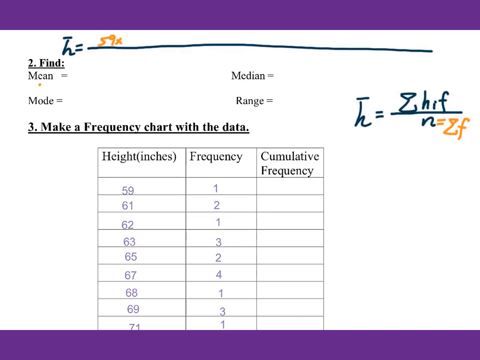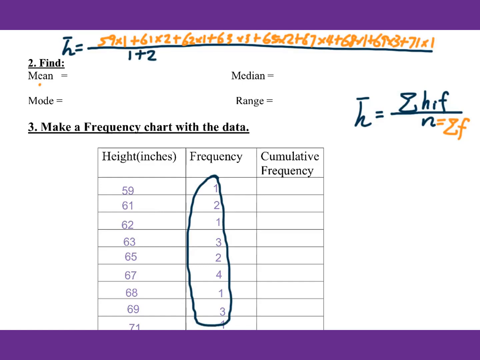59 times 1 plus 61 times 2 plus 62 times 1, 63 times 3, 65 times 2, 67 times 4, 68 times 1, 69 times 3, 71 times 1, over the summation of frequency. I add all this together: 1 plus 2 plus 1 plus 3 plus 2 plus 4 plus 1 plus 3 plus 1.